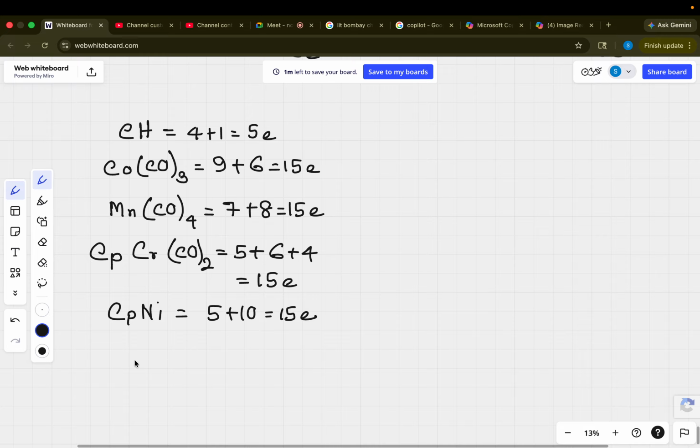Okay, if you have CH2 plus, so here also you will get 5 electrons. Carbon is 4, hydrogen is 2, and plus means minus 1, so you are getting 5 electrons. So this is one category. So I can say this CH is isolobal to each of the compounds in this series.